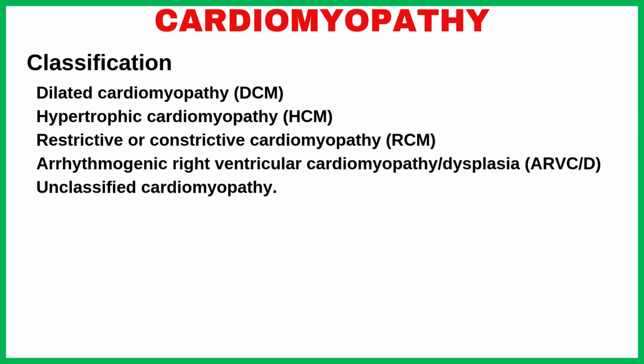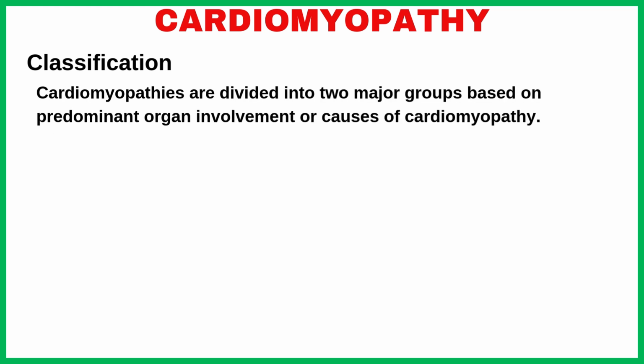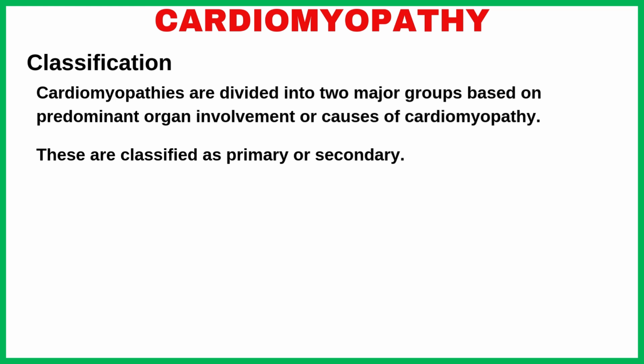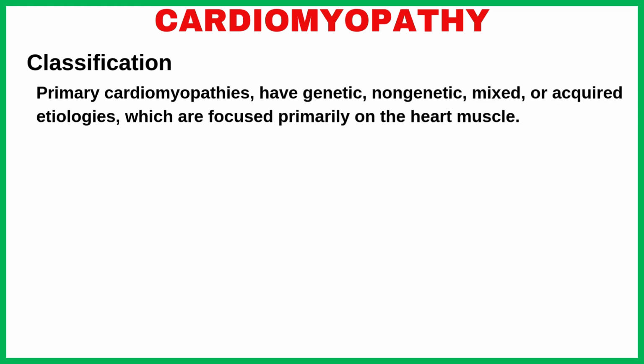A patient may have pathology representing more than one of these classifications, such as a patient with HCM developing dilation and symptoms of dilated cardiomyopathy. Also, cardiomyopathies are divided into two major groups based on predominant organ involvement or causes of cardiomyopathy. These are classified as primary or secondary. Primary cardiomyopathies have genetic, non-genetic, mixed, or acute etiologies, which are focused primarily on the heart muscles.